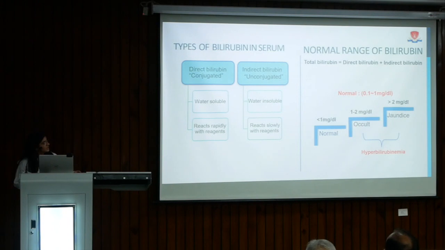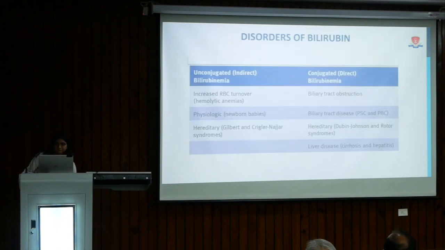The normal range is 0.1 to 1 milligram per deciliter. Even a slight increase in these values can be a cause of hyperbilirubinemia, that is from 1 to 2 milligram per deciliter. However, greater than 2 milligram per deciliter, it can be a cause of jaundice.